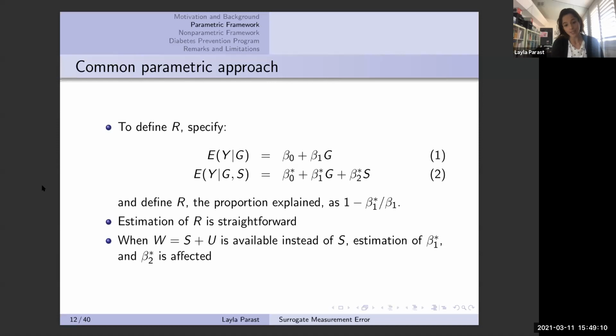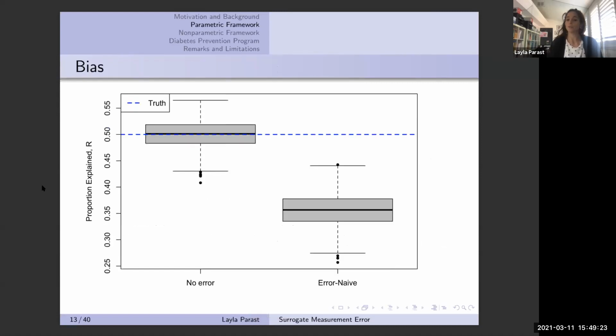When you don't have S, and instead you have your mismeasured W, then estimation in that second regression model obviously is affected. And so this is what the bias looks like using that parametric approach. So this is a simulation where those two models do hold, and the proportion explained is about 0.5. So when there's no error, estimation works very nicely. And when there is error and you ignore it, you see pretty substantial bias.